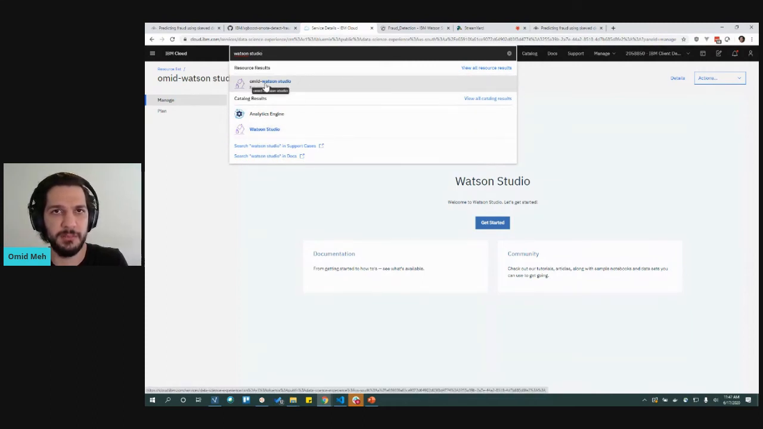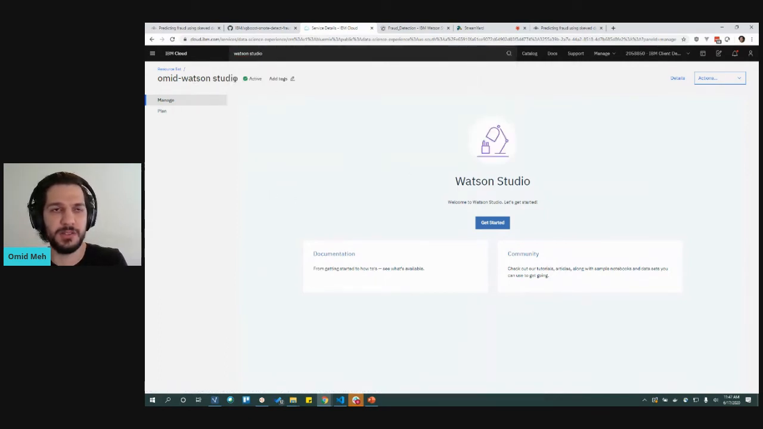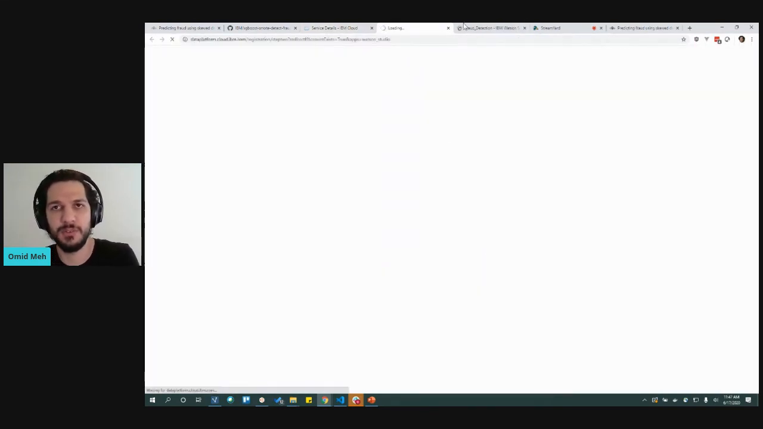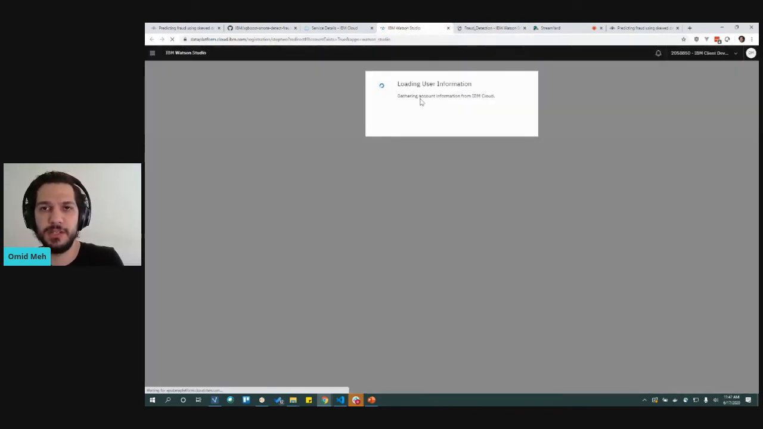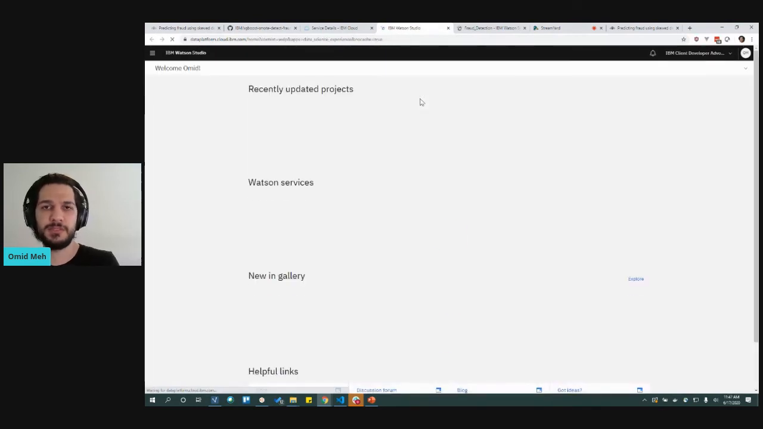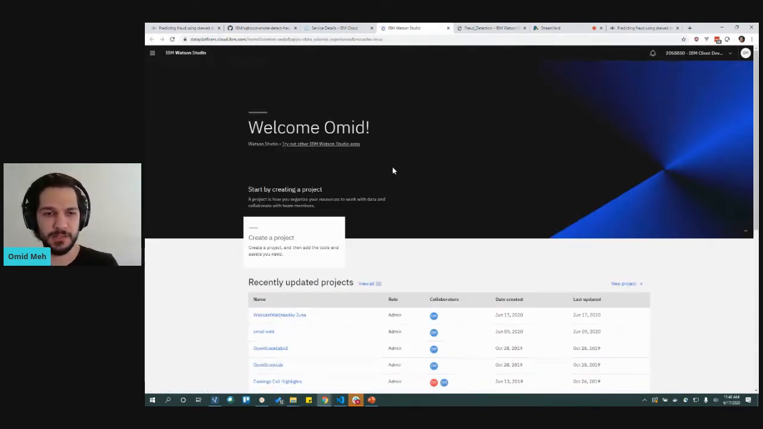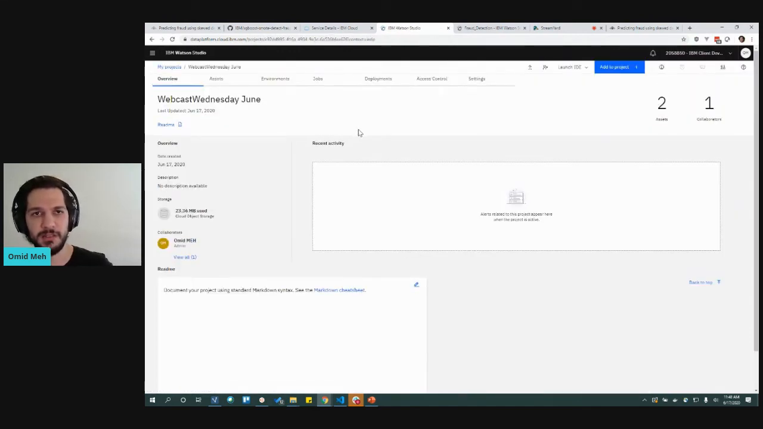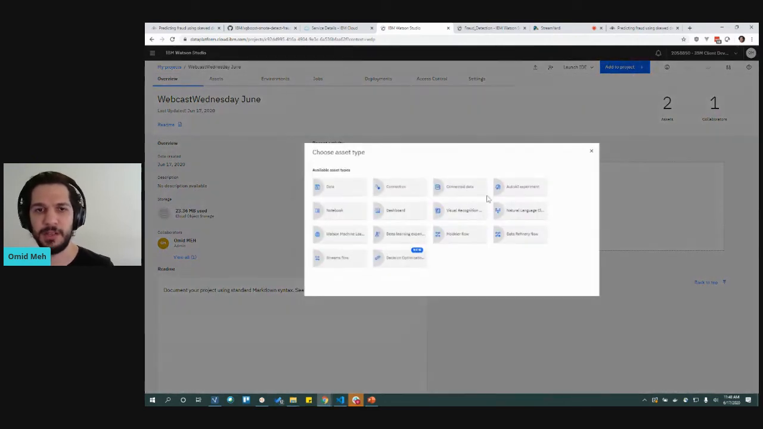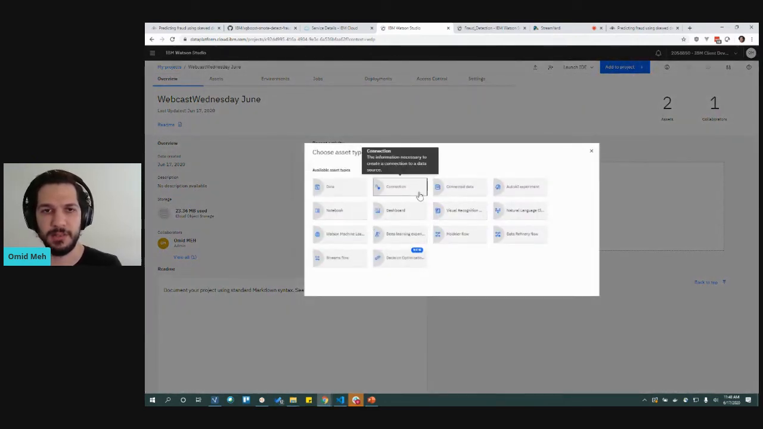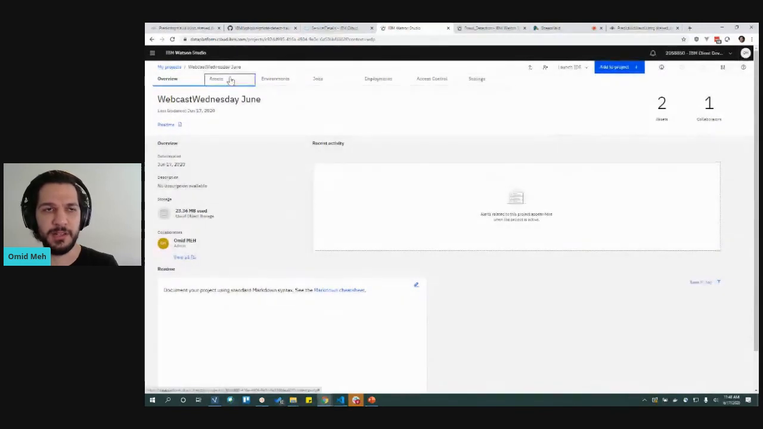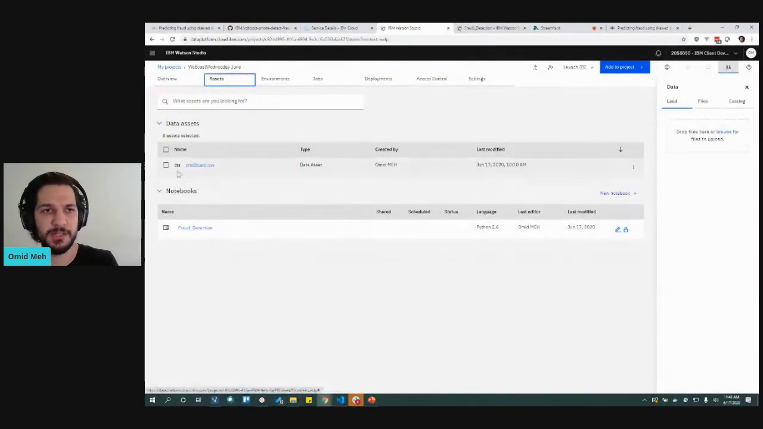I'm already in my instance. Once your instance is ready, you go to your instance, click Get Started, and that should take you to your Watson Studio online platform page. It has a couple of small cards that tell you what's where, which is a good thing. Beyond that, you have your project. You can click on your project and add your notebook and your data to it. I already added the notebook and the data. So if I go to assets, I see my notebook and my data added.